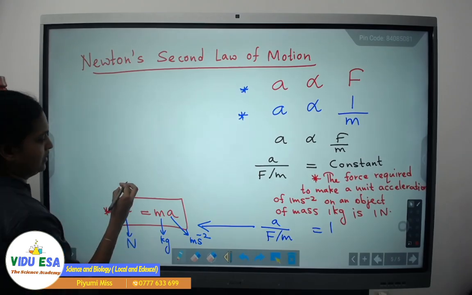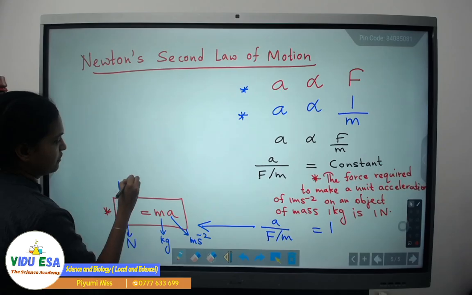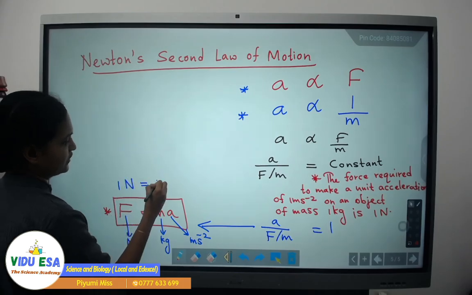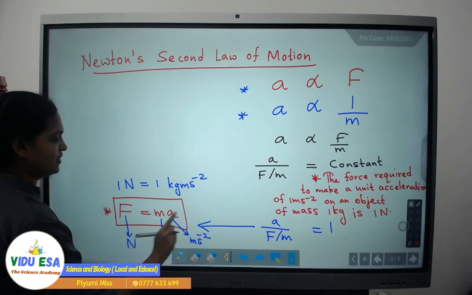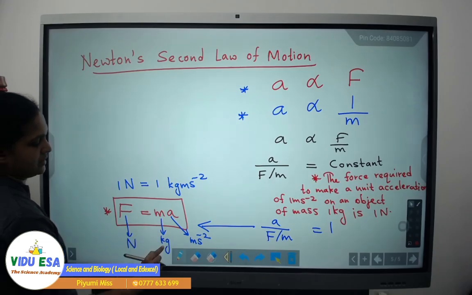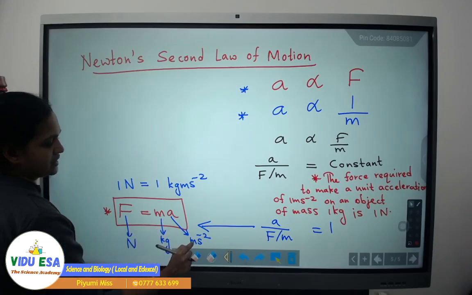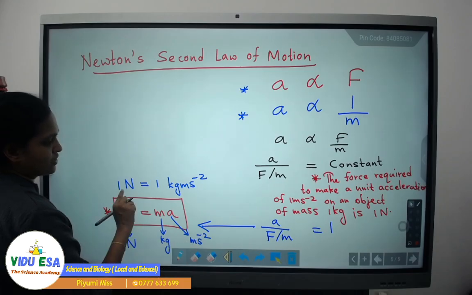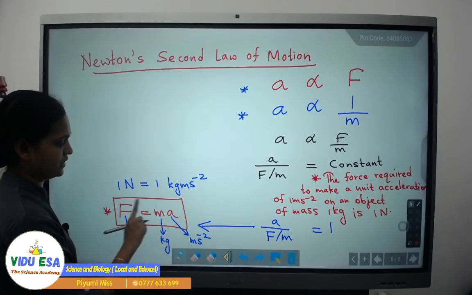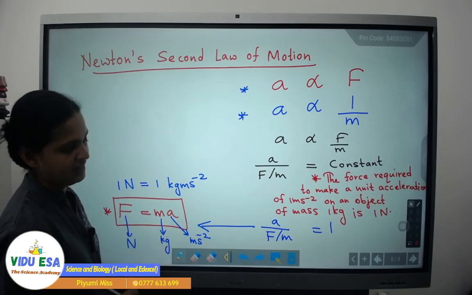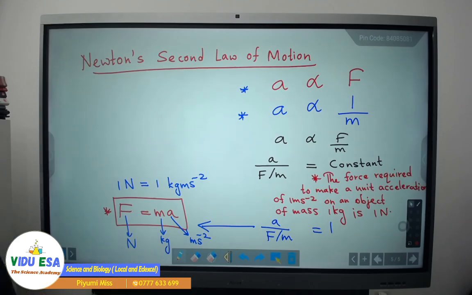Once in an O level paper, a question was asked: how to express 1 Newton by means of kg ms^-2. By writing the equation you can easily get it. Mass is taken in kilograms, acceleration is taken in ms^-2. So 1 Newton is equal to 1 kg ms^-2. Right? You have to substitute into this equation and solve the sums. Now we will write the law in words.